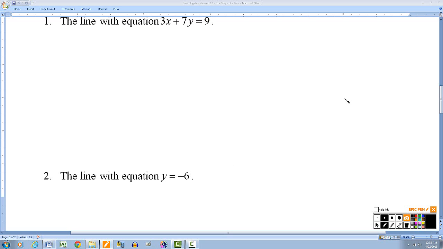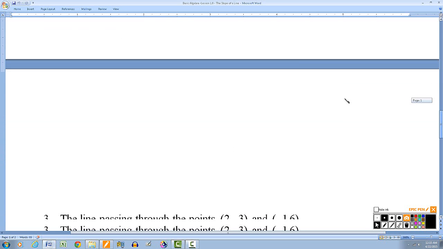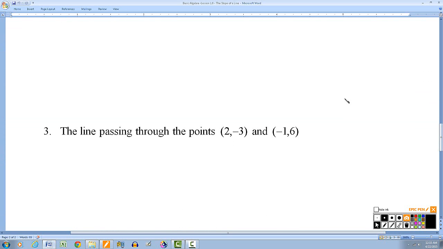And then the other one uses the slope formula. So this one, I want the slope of the line passing through the points 2, negative 3 and negative 1, 6. So using the formula, the slope is going to equal, let's say 2, negative 3 is the first point, and negative 1, 6 is the second point. So it's a difference in the y's. Just be consistent in the subtraction. So here I'm going to go 6 minus a negative 3 over negative 1 minus 2.